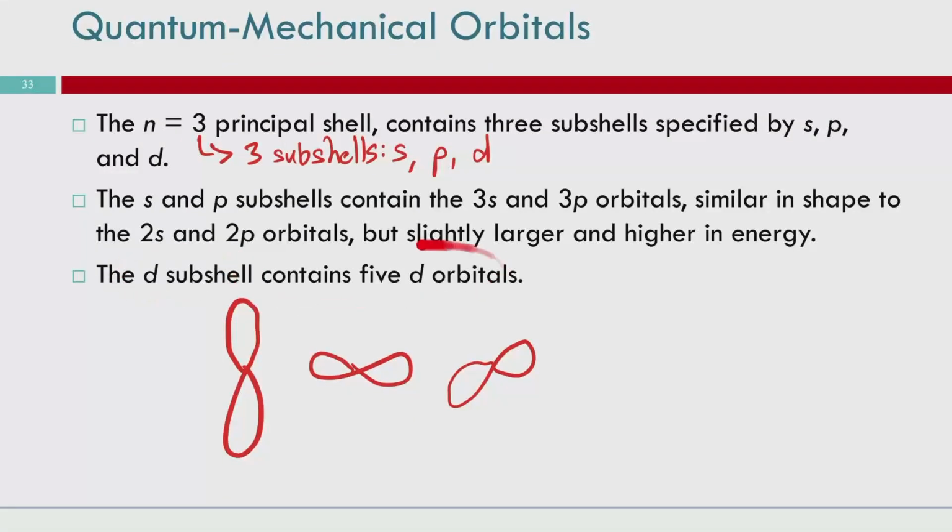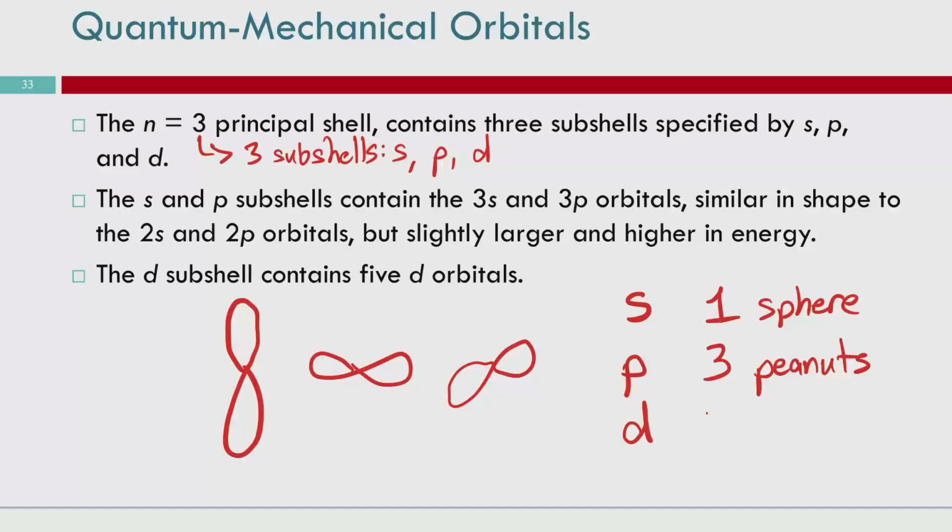The d subshell contains 5 d orbitals. So for s, we had 1 s for sphere. For p, we had 3 p for peanuts. It's sort of like a chemistry 12 Days of Christmas. And for d, we had 5. And the way that I remember d, or the way that I recommend remembering d, is double dumbbells. Or you could also remember double peanuts.